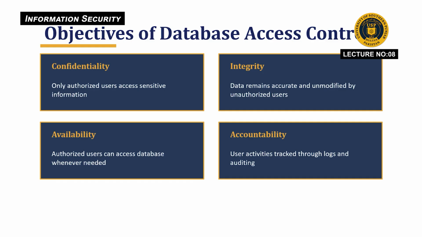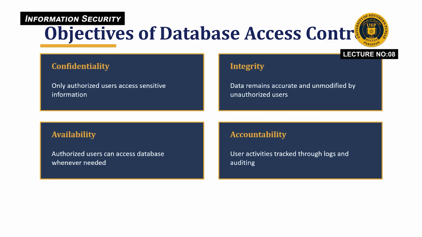The third one is availability. Availability means authorized users should access the system whenever needed. For example, an ATM system should work 24 hours a day. If the system becomes unavailable, business operations stop.